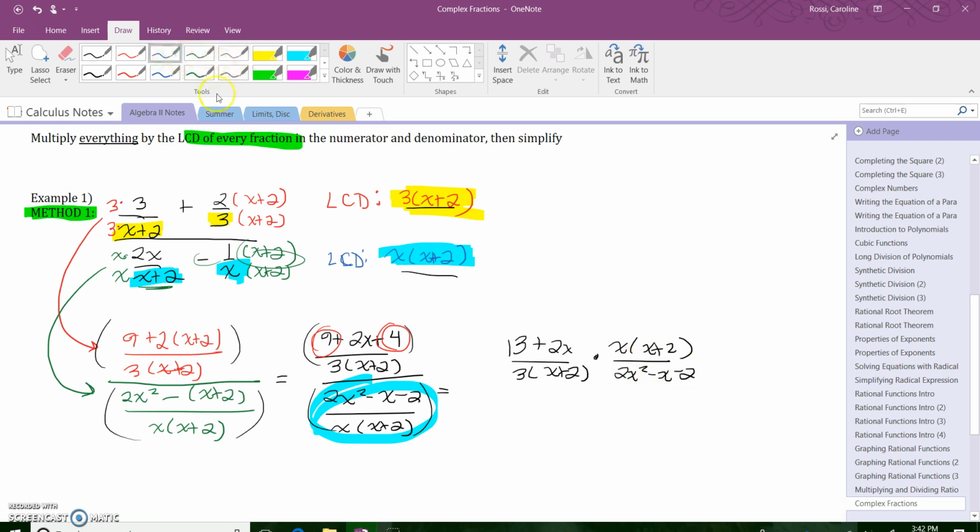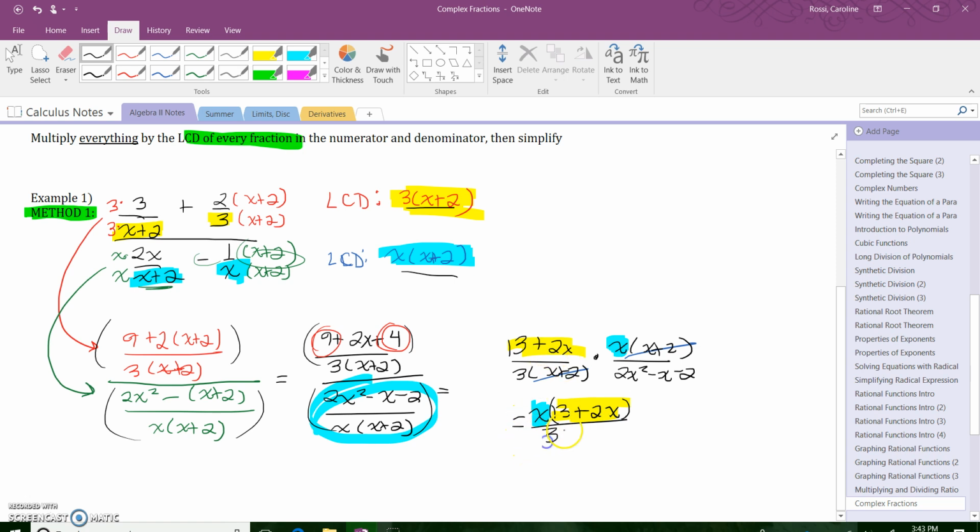And a wonderful thing will happen here. I'm canceling those two. That's going to simplify a little bit. So now I have 13 plus 2x all multiplied by x. I need those parentheses to indicate multiplying by x to this whole thing. Don't forget those parentheses. That's really important.